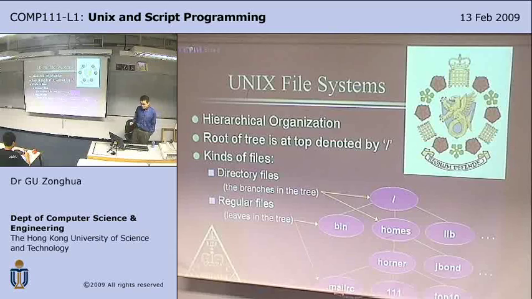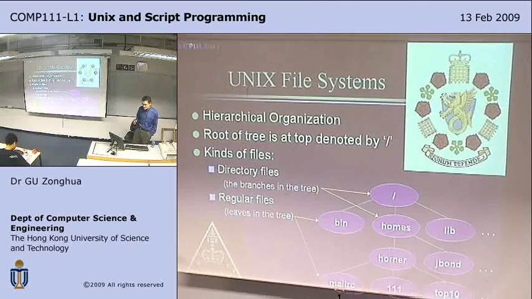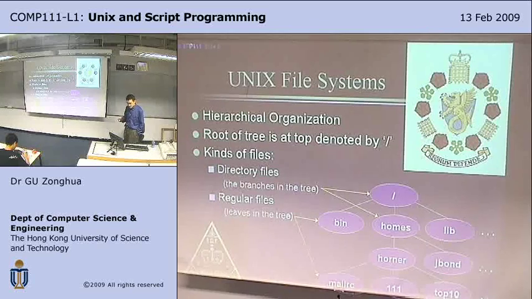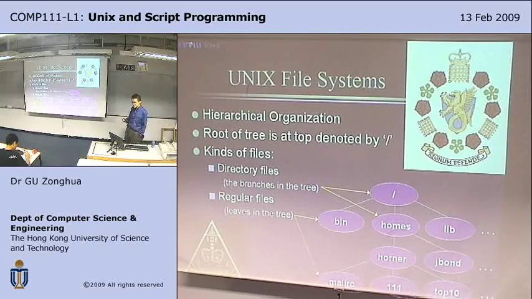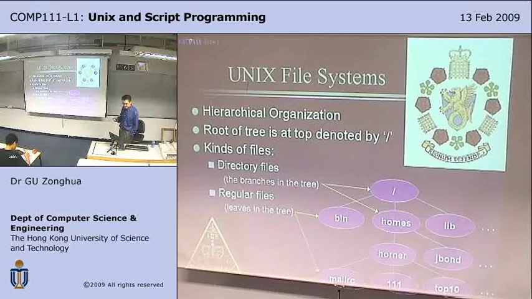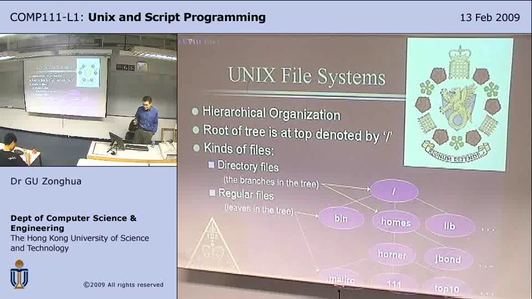So files are organized hierarchically, like in a tree shape. The root of the tree is the top, denoted as the slash, /. And you may have two kinds of files. One is directories, one is regular files. So directory is really a folder. You call it folder on Windows, but you call it directory on Unix.